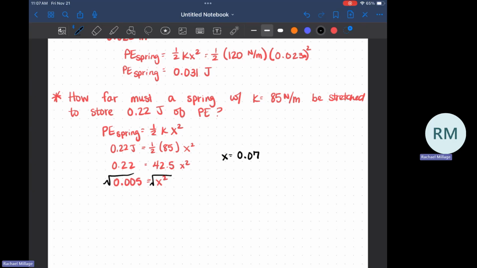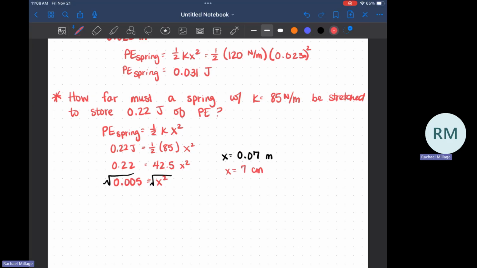0.07. What are our units? Joules. No. How far? Oh, meters. So how many centimeters would that be? 7, right? We would move the decimal point over 2 to the right. So x is 7 centimeters. Are we asking for centimeters? It's just asking how far. You could say 0.07 meters.